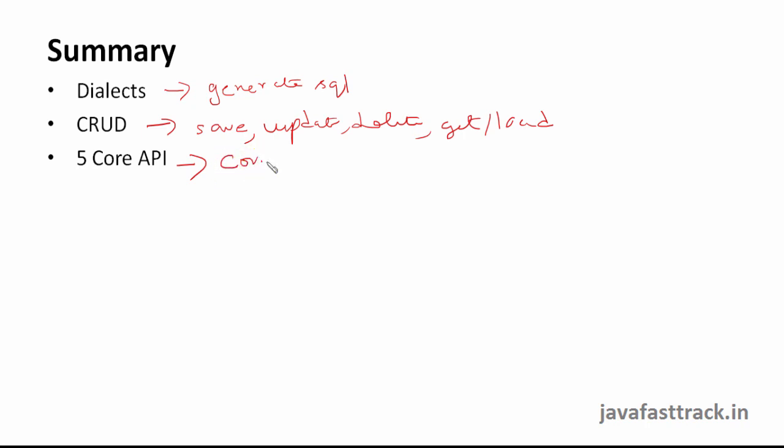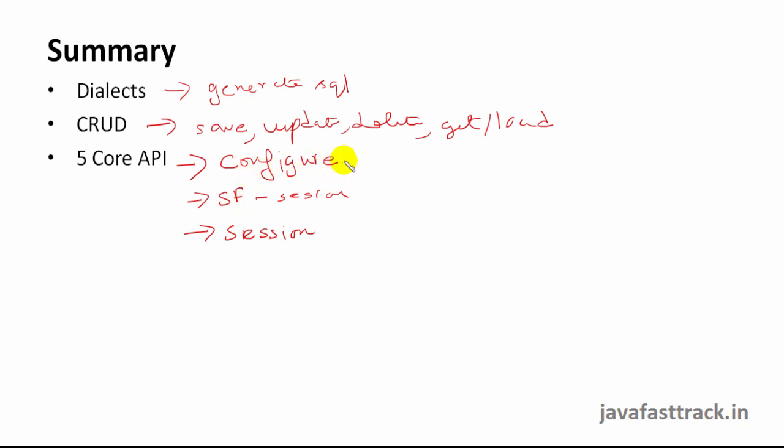I explained the concept of configuration. Configuration is used to configure Hibernate by reading the configuration parameters. It is to configure and bootstrap. Second is the session factory. Session factory will create session objects. And third is the session object, which represents a connection to the database.